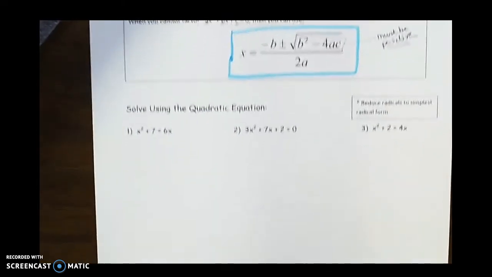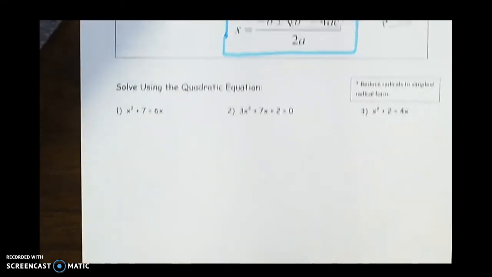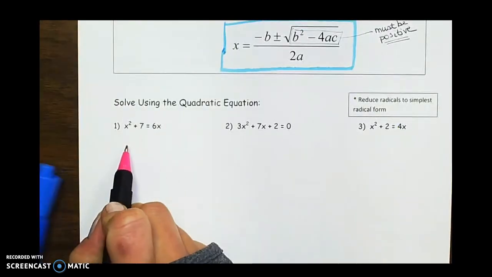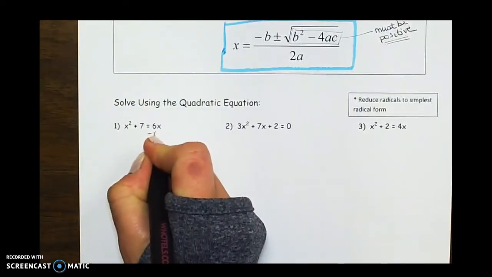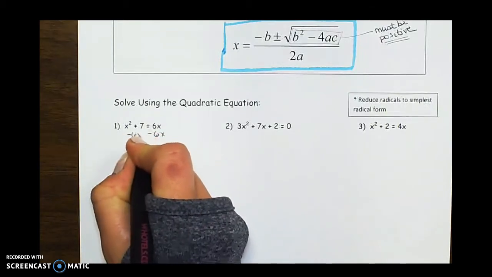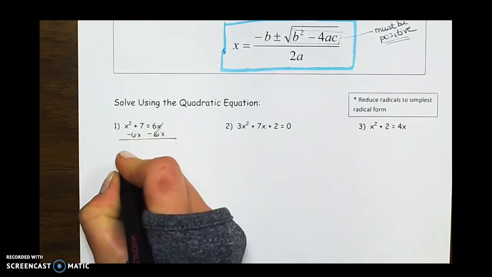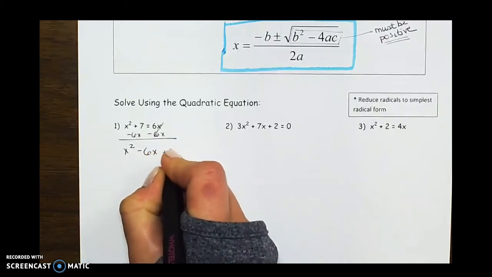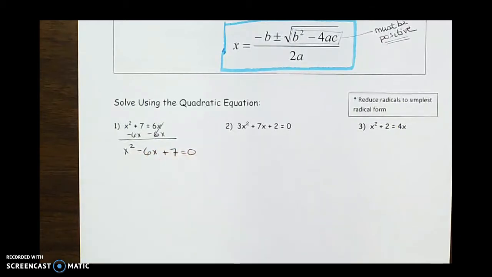All right, let's go ahead and take a look here. Solve using the quadratic equation. The first thing we have to do is make sure that it's equal to 0, so I'm going to subtract the 6x. Right, and now we get x squared minus 6x plus 7 equals 0. Now we're going to set this up using our a, our b, and our c.